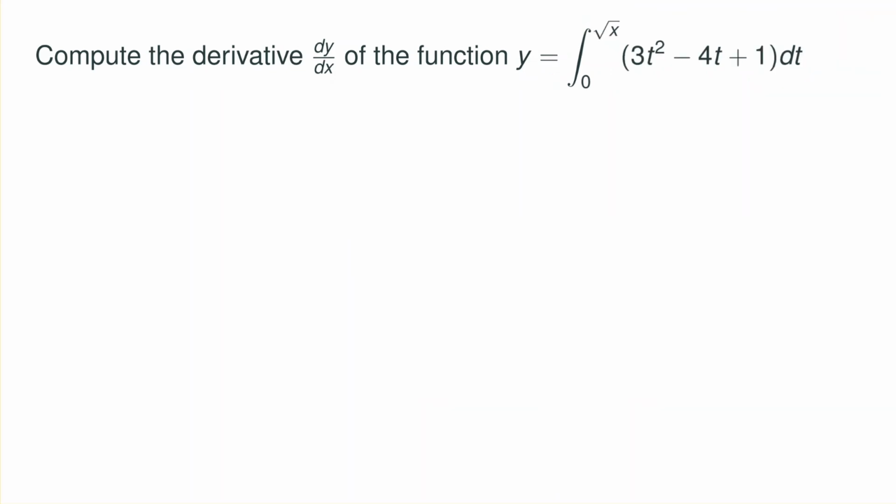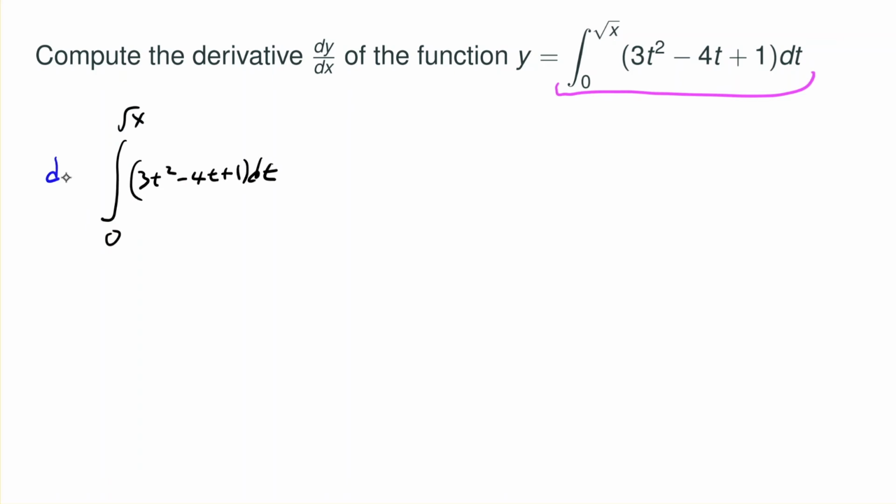Compute the derivative dy/dx of the function y equals the definite integral from 0 to the square root of x of 3t squared minus 4t plus 1 dt. So here this entire thing is an area function, right? Specifically it is the area between the x-axis and the curve 3t squared minus 4t plus 1 from 0 to the square root of x. So this entire thing is a function, and we're taking the derivative of this area function, d/dx.